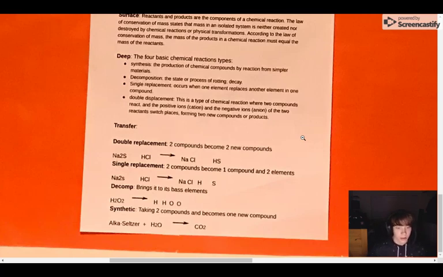Synthesis, taking two compounds and becoming one new compound. Alka-Seltzer plus water equals carbon dioxide, which makes whatever you mix it in, like a bottle of water, expand and probably blow the cap off.